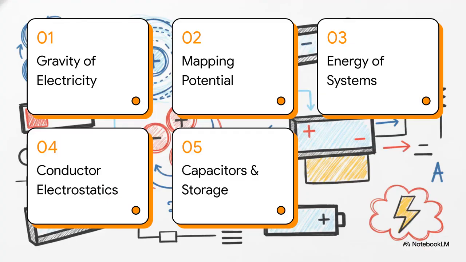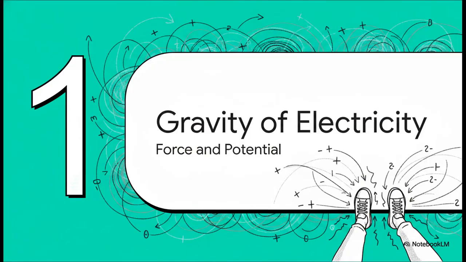machine. Here is our roadmap for the chapter. First, the gravity of electricity. Second, mapping electrostatic potential. Third, the energy of charged systems. Fourth, the electrostatics of conductors. And finally, capacitors and energy storage. Let's jump into part 1, the gravity of electricity.